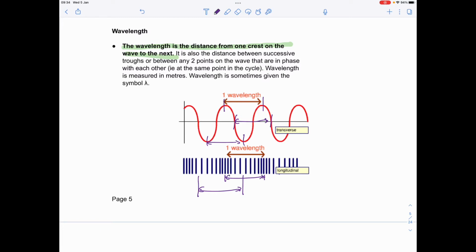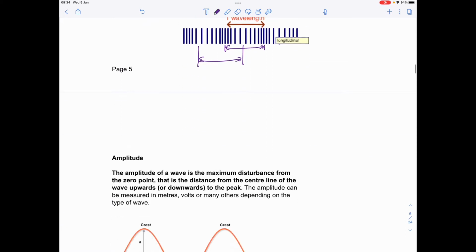But effectively, it's the distance from one crest on the wave, or one peak, or one point on the wave to the next successive point at the same state of the wave, if you like. Okay, so that's the wavelength, nice and easy.